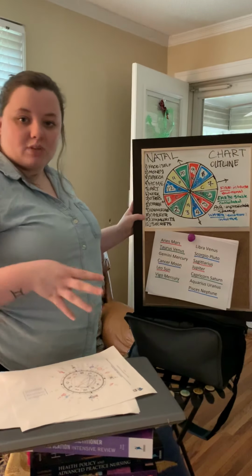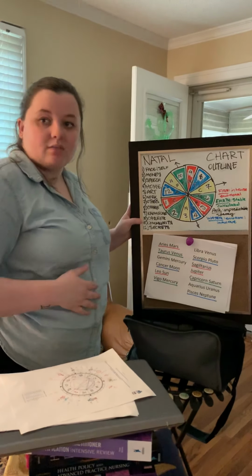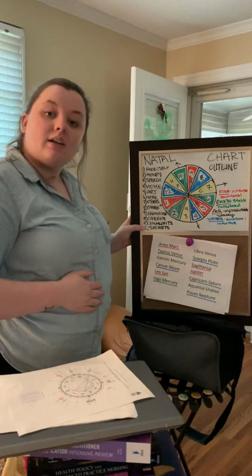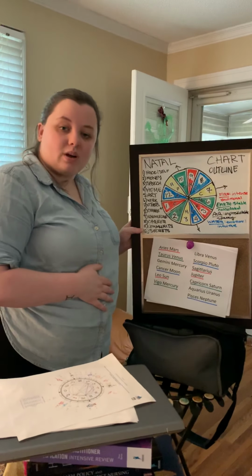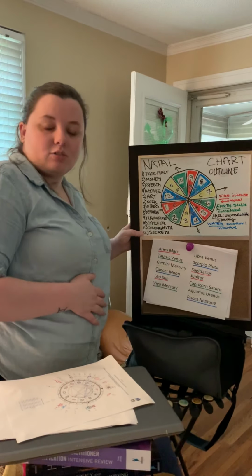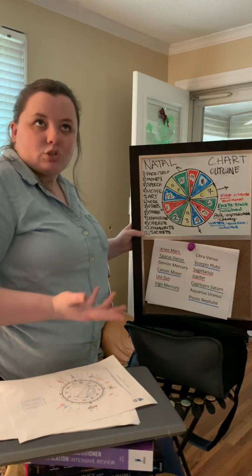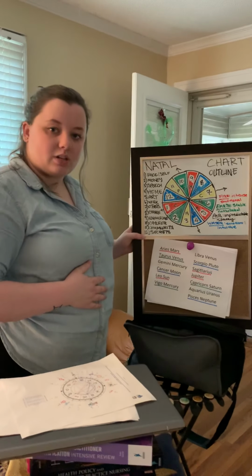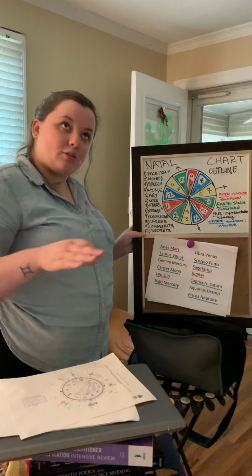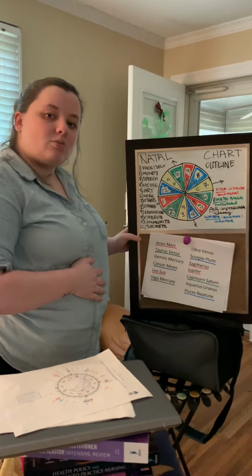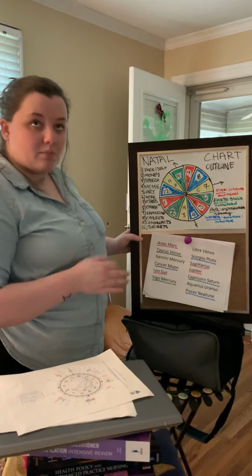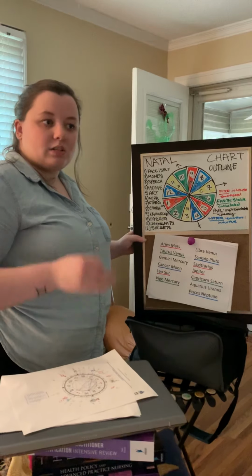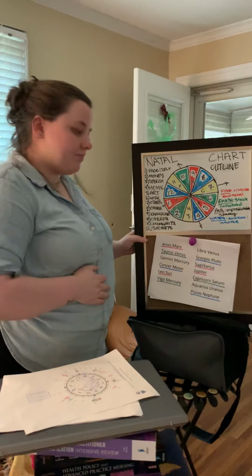Eighth house is going to be change and other people's money and inheritance, essentially. Ninth house is going to be knowledge and travel. 10th house is going to be career and your style. 11th house is going to be your community and humanitarian efforts. And the 12th house is going to be symbolic of secrets and hidden things.